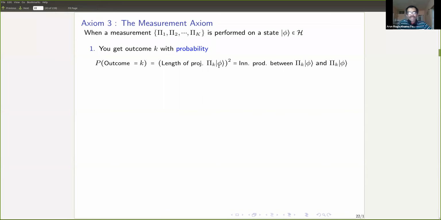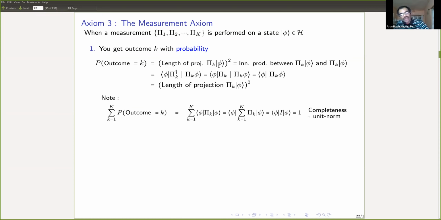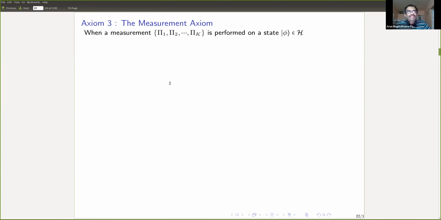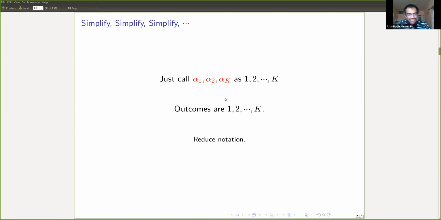Okay. So now you can do a little bit of, remember that if my projections sum to identity, then the sum of the length squared sums to 1. So now you know that the sum of the probabilities of the k outcomes is essentially 1, because what you're doing is just summing over the length squared of all the projections, right? So there'll be just one. So the completeness axiom, which I mentioned here, remember that I said that it should satisfy the completeness axiom. This just translates to the fact that you should get at least one of the k outcomes.